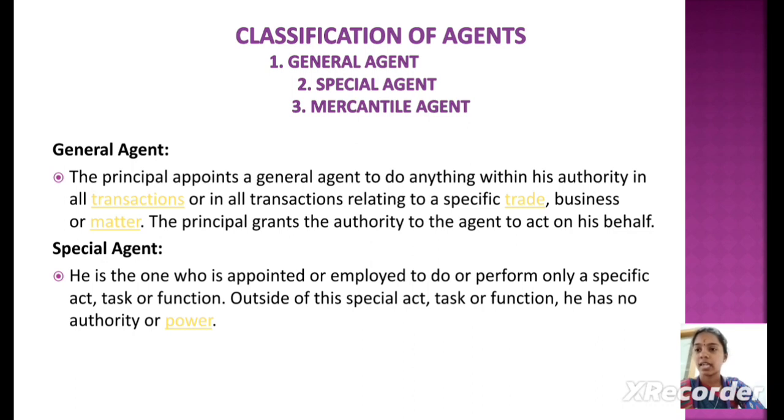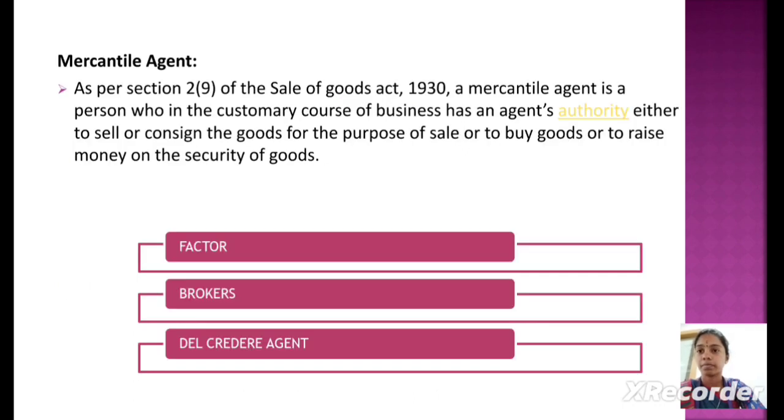Special agent. He is the one who is appointed or employed to do or perform only a specific act, task or function. Outside of this special act, task or function, he has no authority or power.